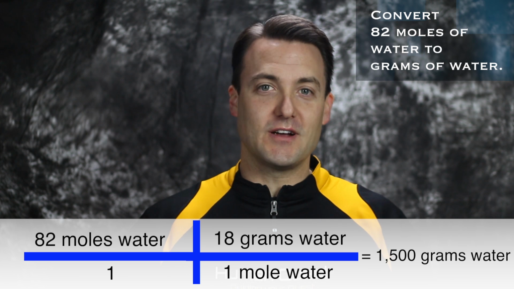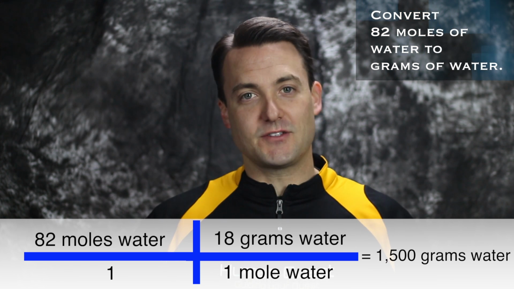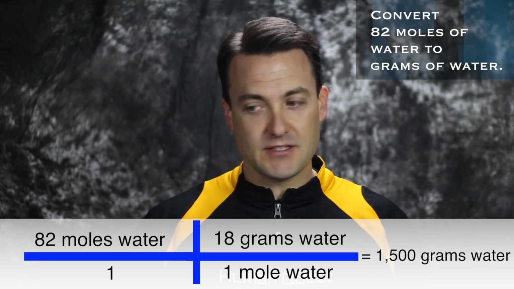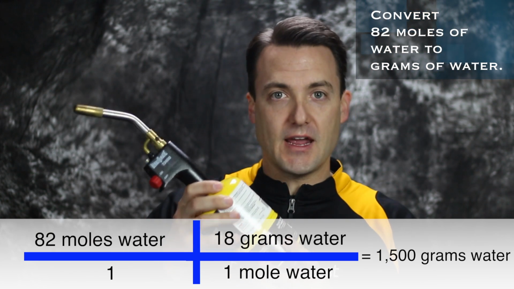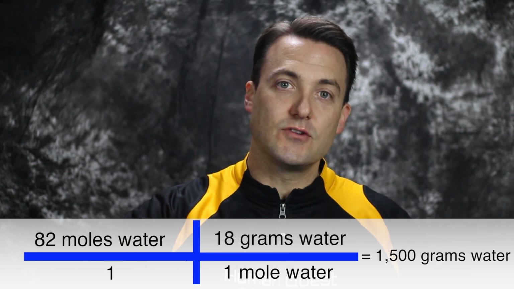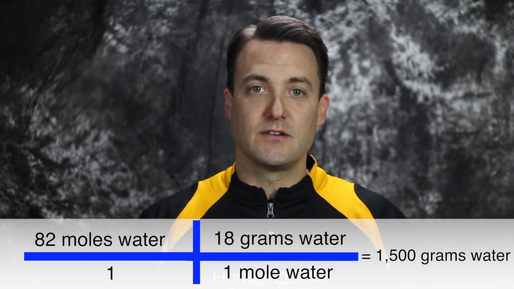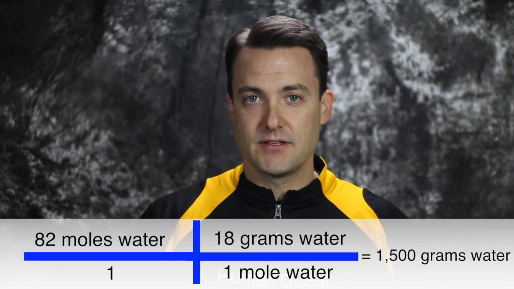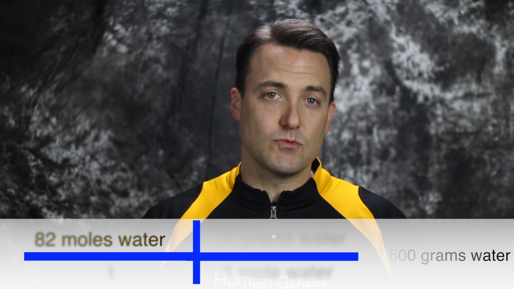Now, before we move on to the next problem, we should always ask ourselves, does this answer make sense? Recall that this tank will produce 82 moles of water. And remember that we have 18 grams of water for every mole of water. So it makes sense that we'd have 1,500 grams of water as our answer. Checking to make sure our answer is correct is an important step.